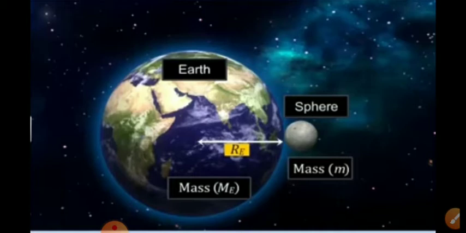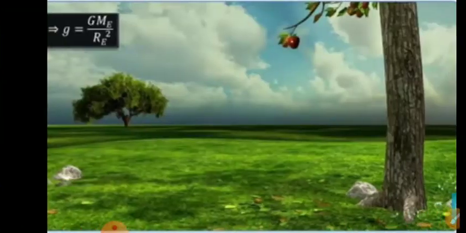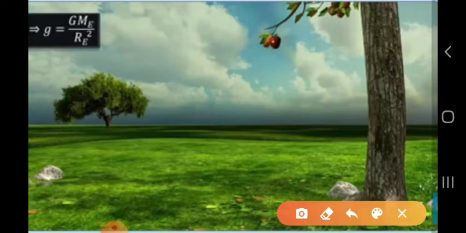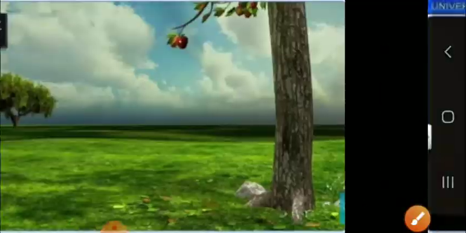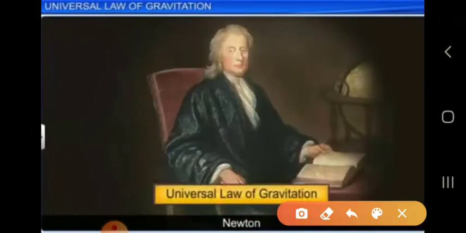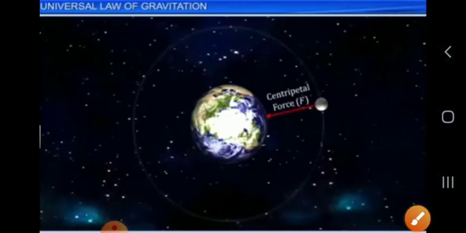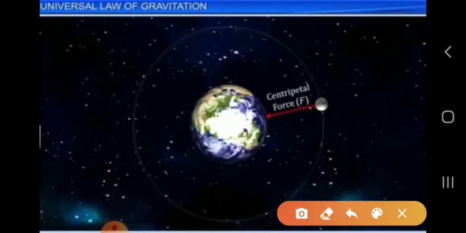See here the mass of the Earth, and how r is taken, the radius of the Earth. Now, we'll come to the next. You can see here, children, this is the apple which is falling downwards, and that was observed by Newton. Now, come to the next slide. He is the scientist Newton, and he proposed the universal law of gravitation. Now, here is the centripetal force, how the centripetal force is formed, that we will see here.